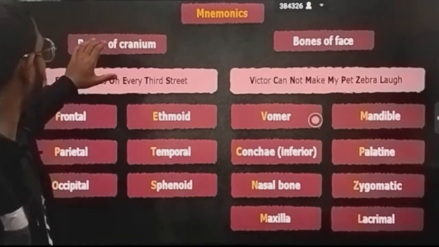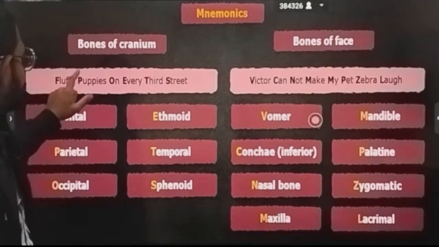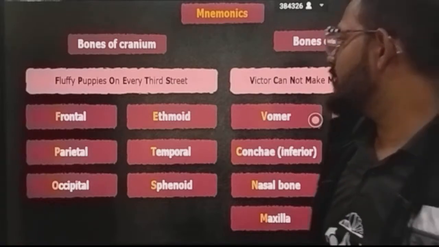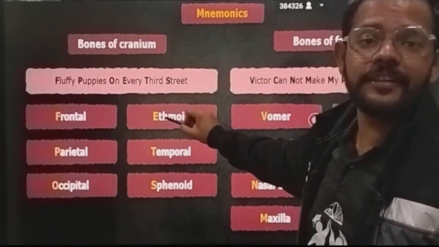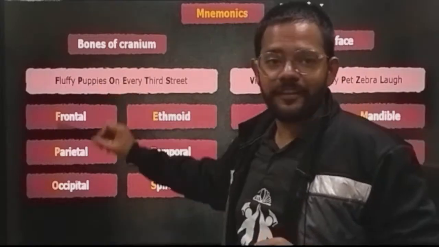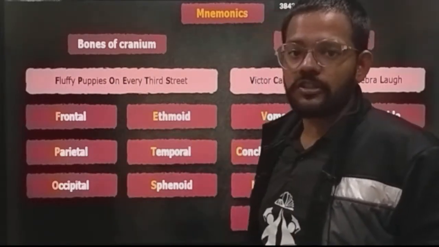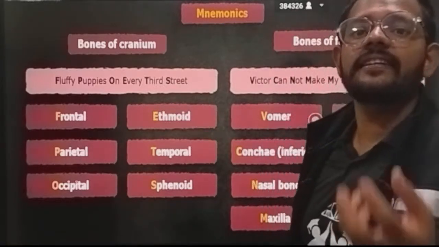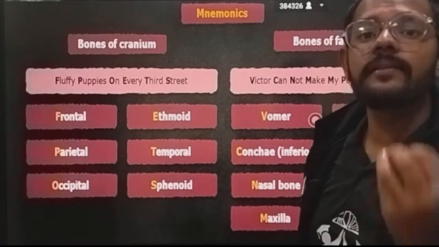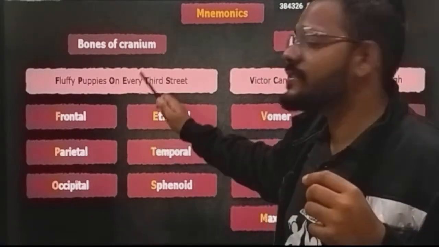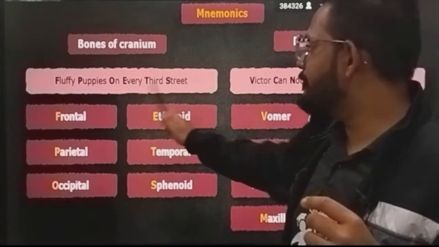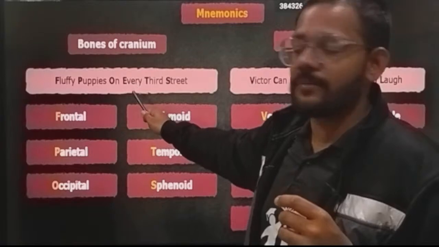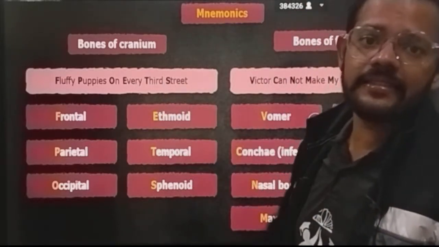For the bones of the cranium, the mnemonic is: Fluffy puppies on every third street. F for frontal, P for parietal, O for occipital, E for ethmoid, T for temporal, and S for sphenoid. That is the mnemonic to remember cranial bones. Again, fluffy puppies on every third street, in which F is frontal, P is parietal, O is occipital, E is ethmoid, T is temporal, and S is sphenoid.